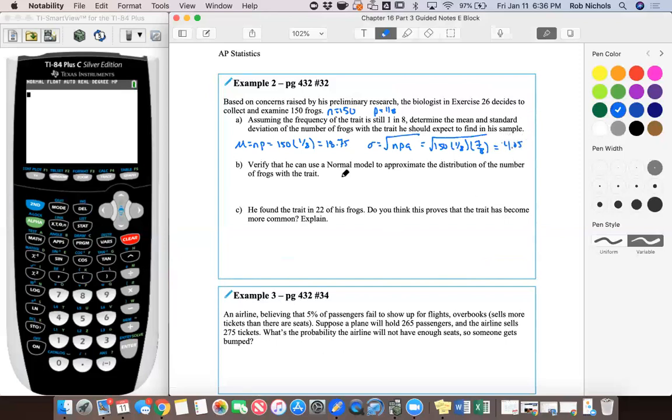All right, let's verify we can use a normal model to approximate the distribution of the number of frogs with that trait. So first, let's check N times P, which is 150 times 1/8, which is 18.75. That's greater than or equal to 10. And then let's check NQ. That's 150 times 7/8, which is going to equal 131.25, greater than or equal to 10. So yes, I can.